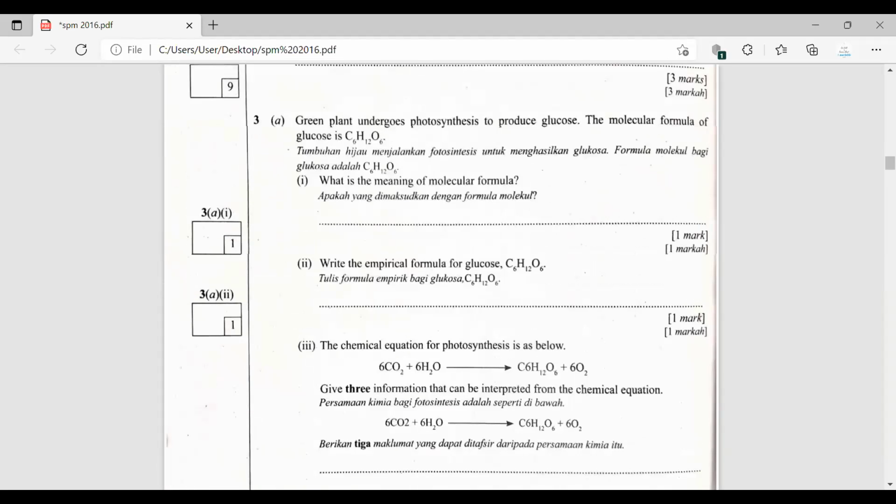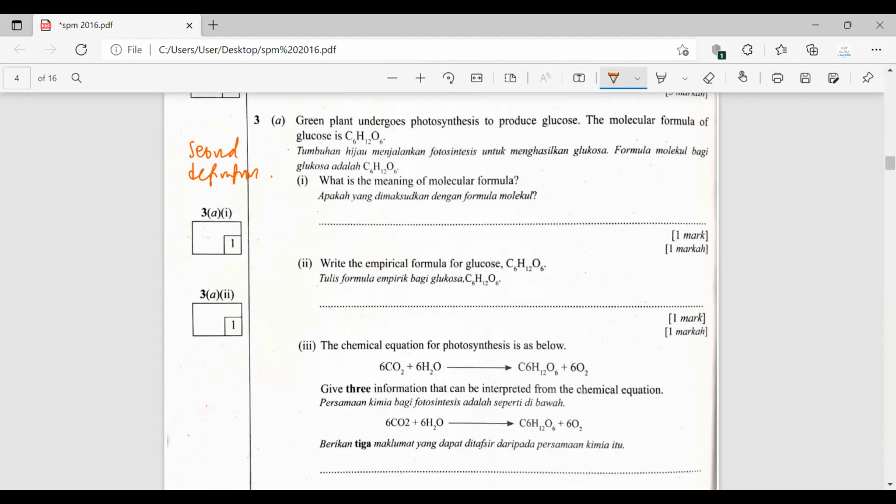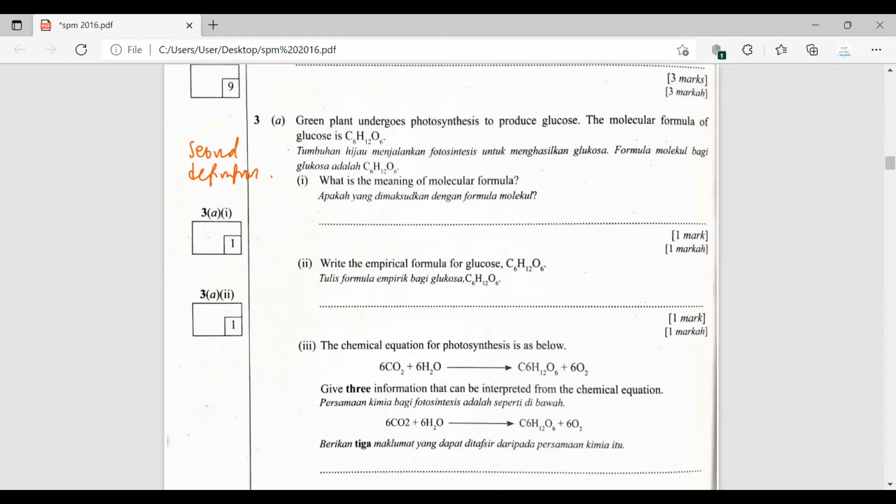This is my second definition for the day. Caroline and Barbie tried for teacher already. Another person. What is the meaning of molecular formula? Who can tell teacher? Then I'll tell you what is rejected here. What is the definition of molecular formula?